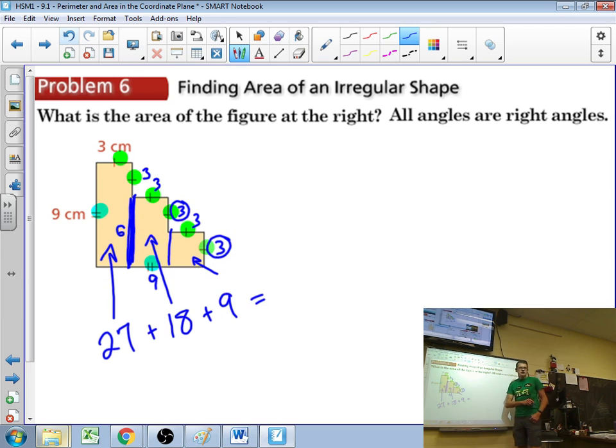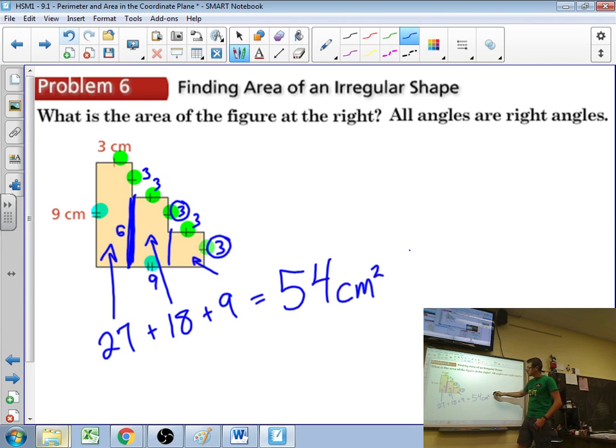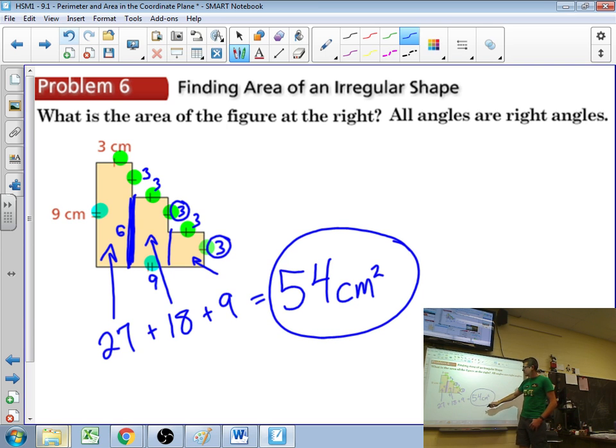I add all these together. Well, 18 plus 9 is 27. So I really just have 27 plus 27, which gives me 54. Check for units. I have centimeters, so centimeters squared. And of course that is our area.